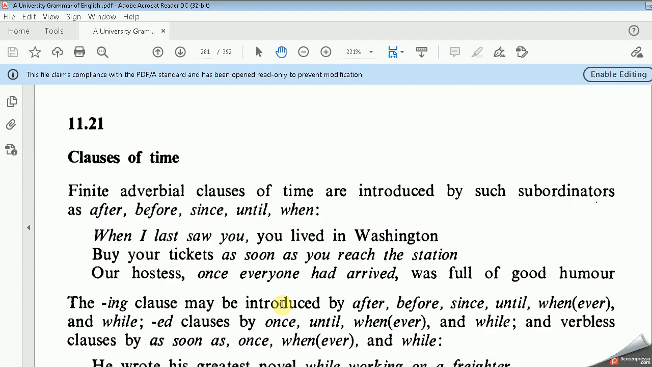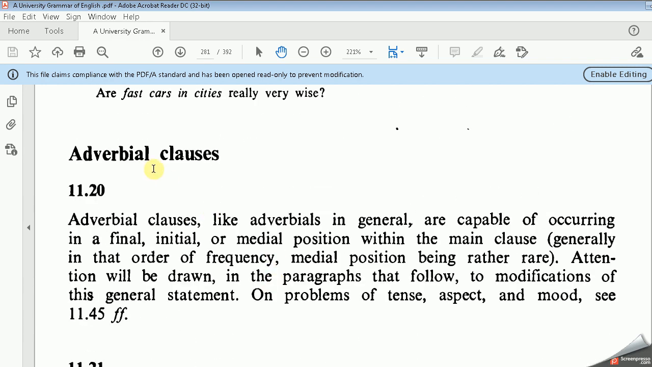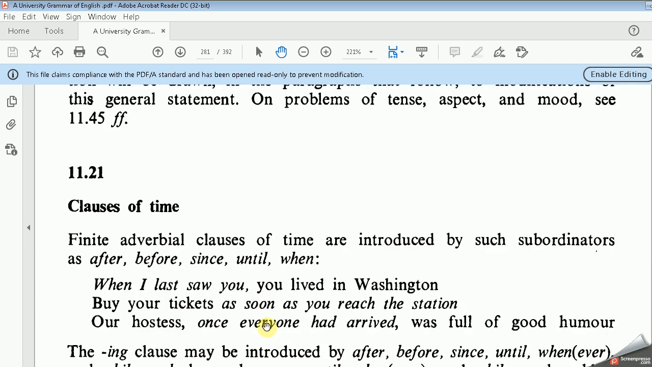Bismillah ar-Rahman ar-Rahim. We are going to discuss in this video section 11.21, which explains the clauses of time as one type of adverbial clauses. Of course, adverbial clauses are of many types.